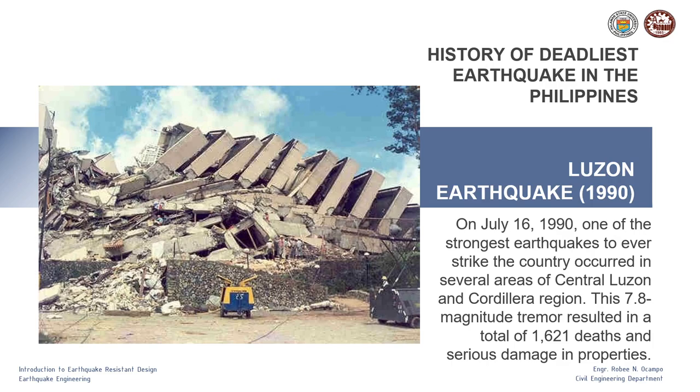earthquake na nangyari sa history ng Philippines, the Luzon earthquake in 1990. Okay? So on July 16, 1990, one of the strongest earthquakes to ever strike the country occurred in several areas of Central Luzon and Cordillera region. So, some of the major cities that were greatly affected were La Union, Dagupan, Cabanatuan, and most of all Baguio City.